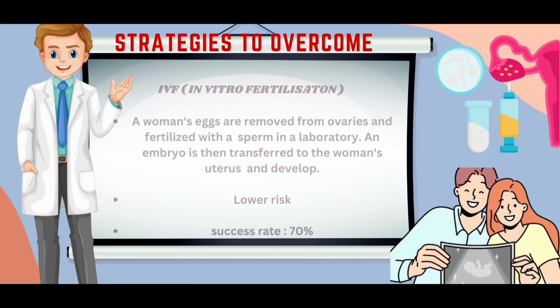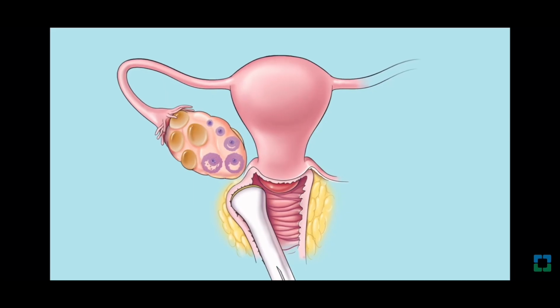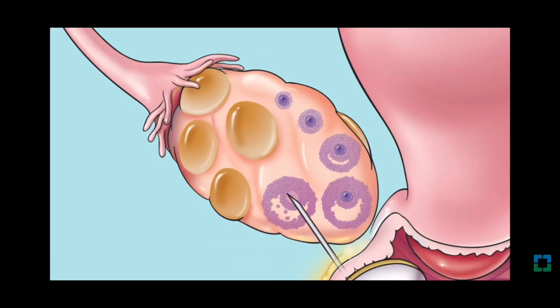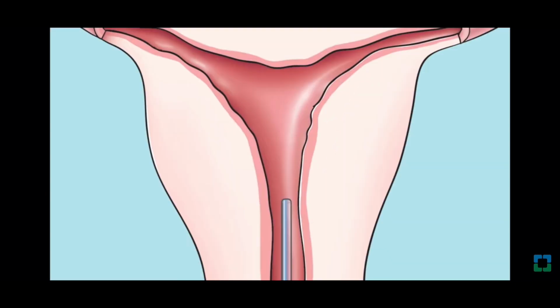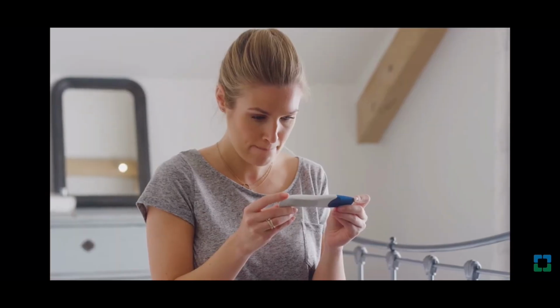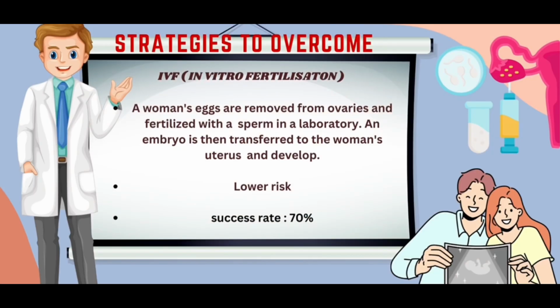And lastly, in vitro fertilization. A woman's eggs are removed from the ovaries and fertilized with sperm in a laboratory. An embryo is then transferred to the woman's uterus and developed. In vitro fertilization gives a lower risk and the success rate is 70%.